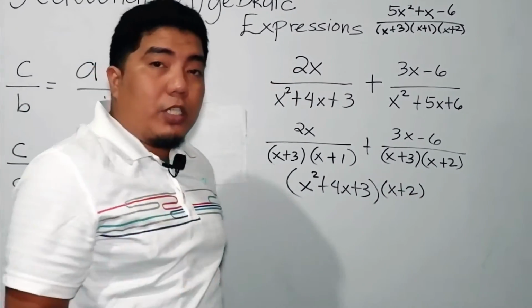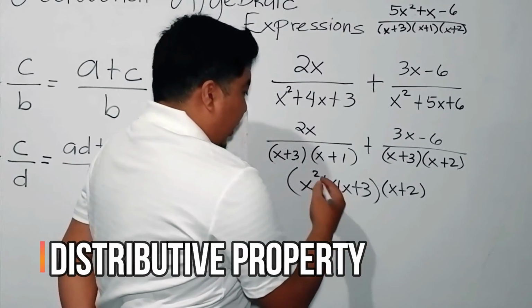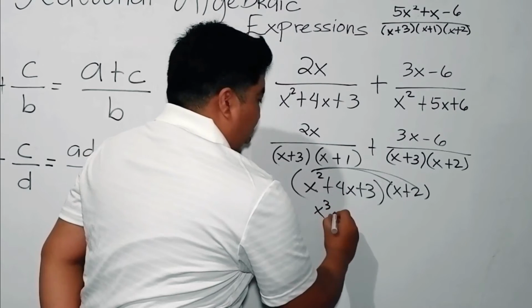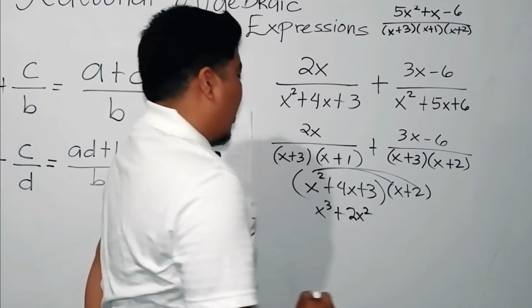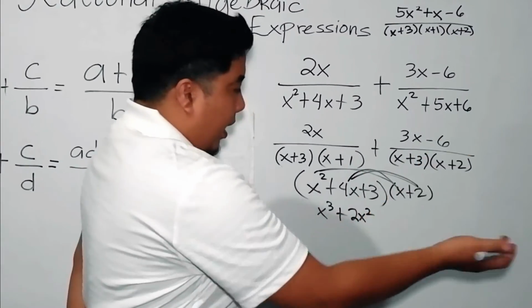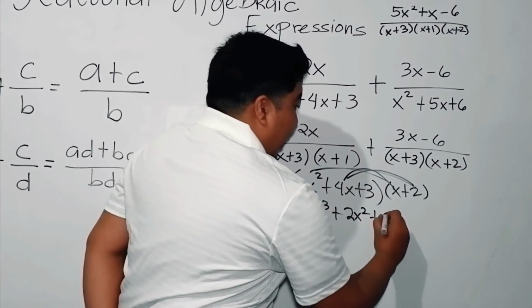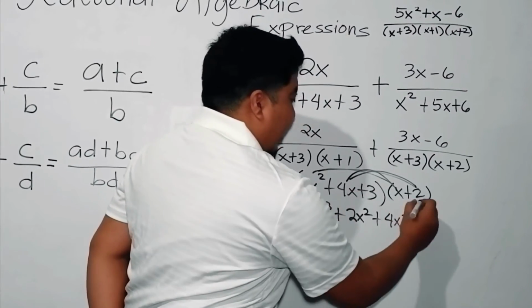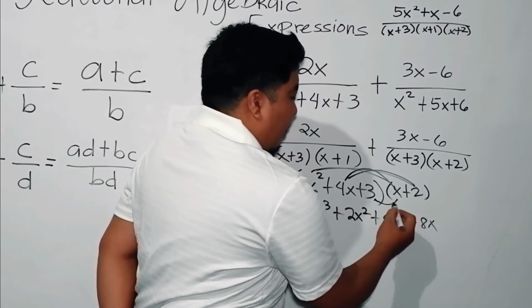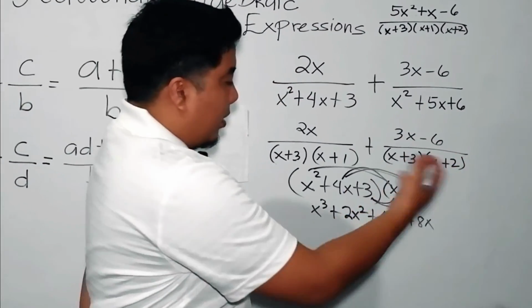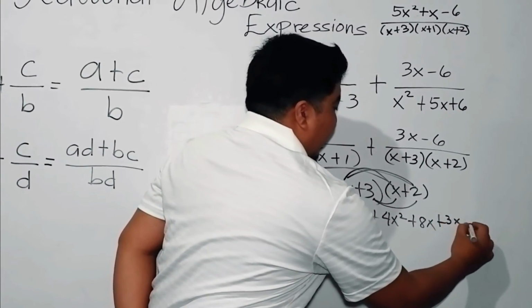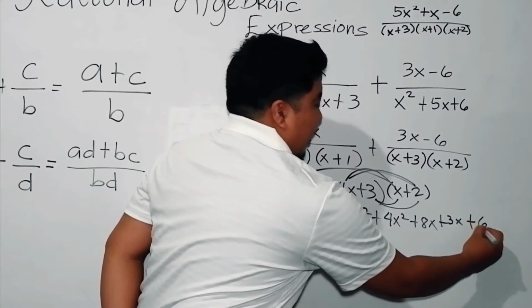So what you will do here is just apply the distributive property. First, you distribute the x squared. So that will give you x cubed plus 2x squared. And then you multiply your 4x to be distributed to the next factor, that is 4x times x, that is 4x squared. 4x times 2, that is 8x. And lastly, we have the third term to be multiplied to the binomial. We have 3 times x, 3x, and 3 times 2, that is 6.